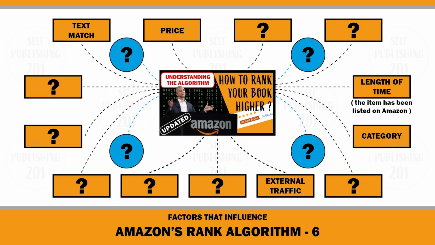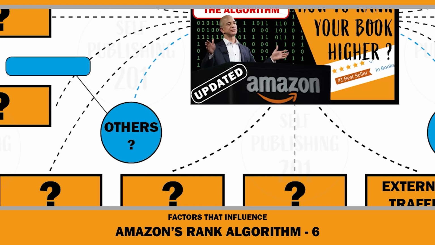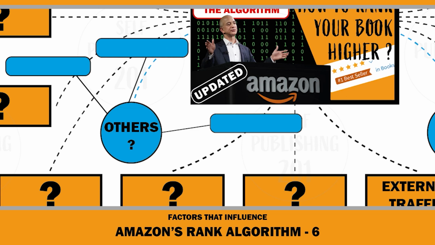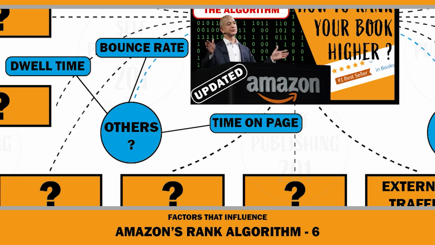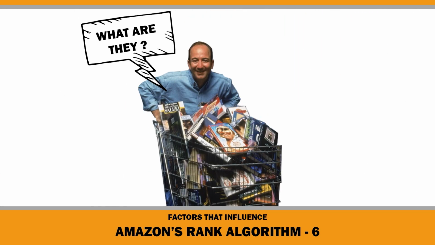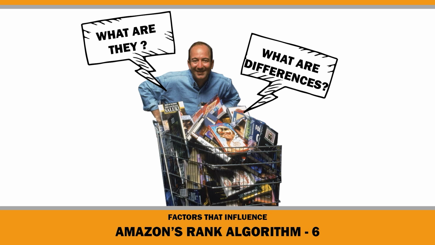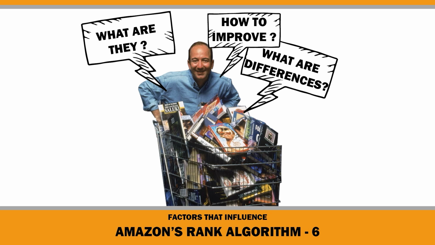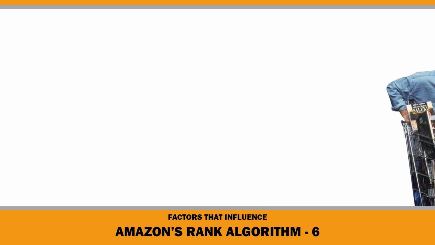In today's video, I want to talk about 3 of the other possible ranking factors that were never publicly confirmed or denied by Amazon: dwell time, bounce rate, and time on page. If you want to learn what they are exactly, what the differences between them are, and how you can improve them to rank your books higher on Amazon, keep watching till the end.